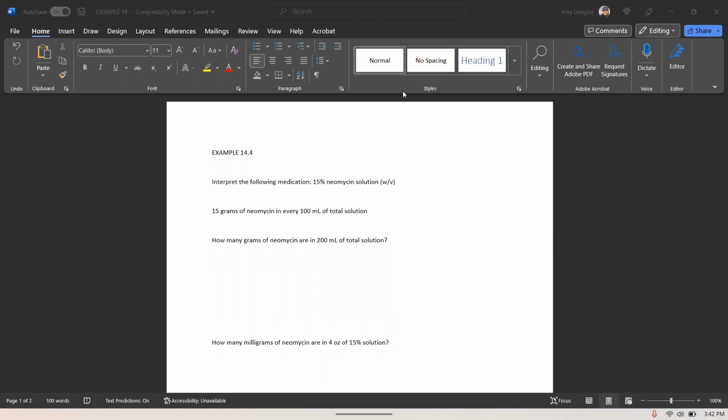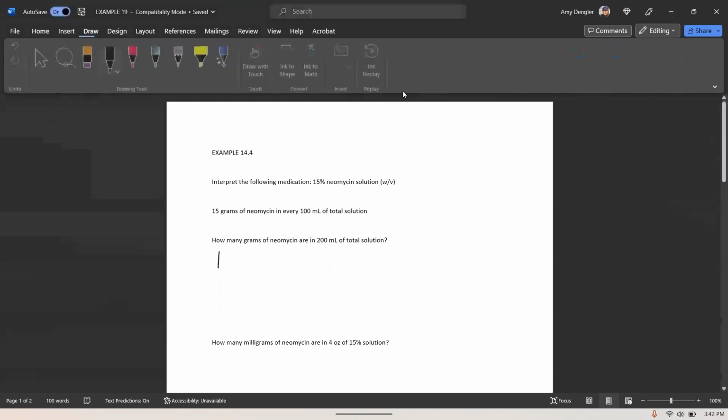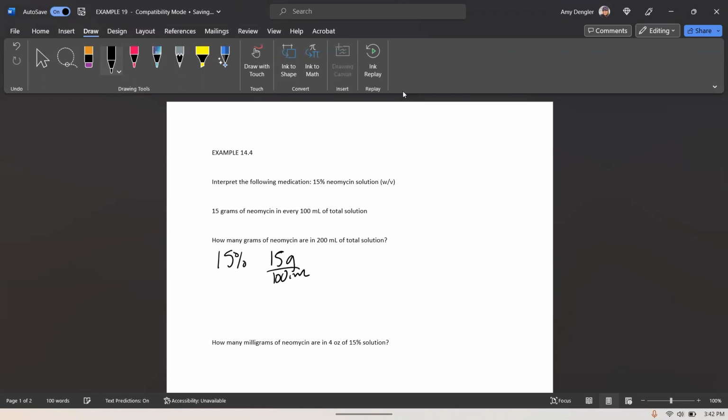So we're taking that 15%, and that is 15 grams over 100 ml. It's weight volume. Really see that ml there. All right, so on one side of the proportion, I'm going to do 15 grams over 100 ml. And then on this side, I'm going to plug in that 200 ml. How many grams?